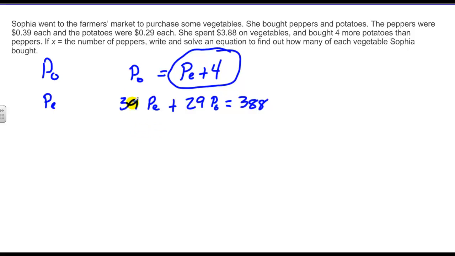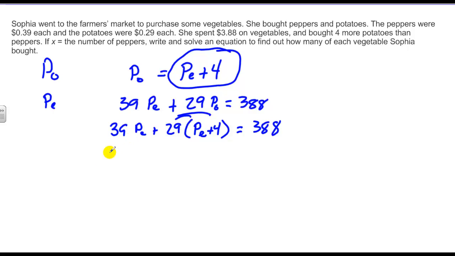So this is a system of equations where I can use substitution, which I think I'll do for the potatoes. So I have 39 times the peppers plus 29, and here's where I make my substitution. Peppers plus 4 is equal to 388, and here's where the multiplication comes in. I distribute, so I have 39 times the peppers plus 29 times the peppers, 116 equals 388.